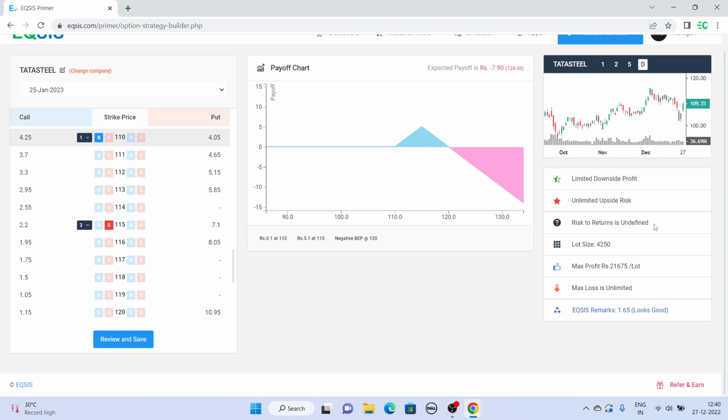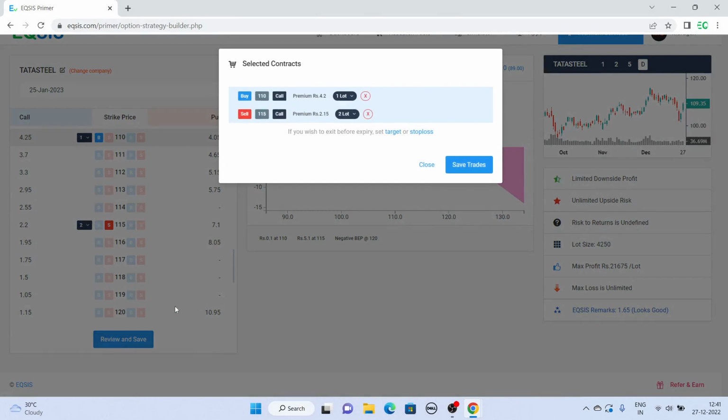So somehow I should let my customers or clients know what exactly the risk is that they should limit. And if you see that the maximum profit potential is 5 rupees, and the point at which I incur a risk is beyond 120, which is close to 10%. So what I want is to limit myself with some risk potential. So what I do is, I can say review and save, okay? And look at this.